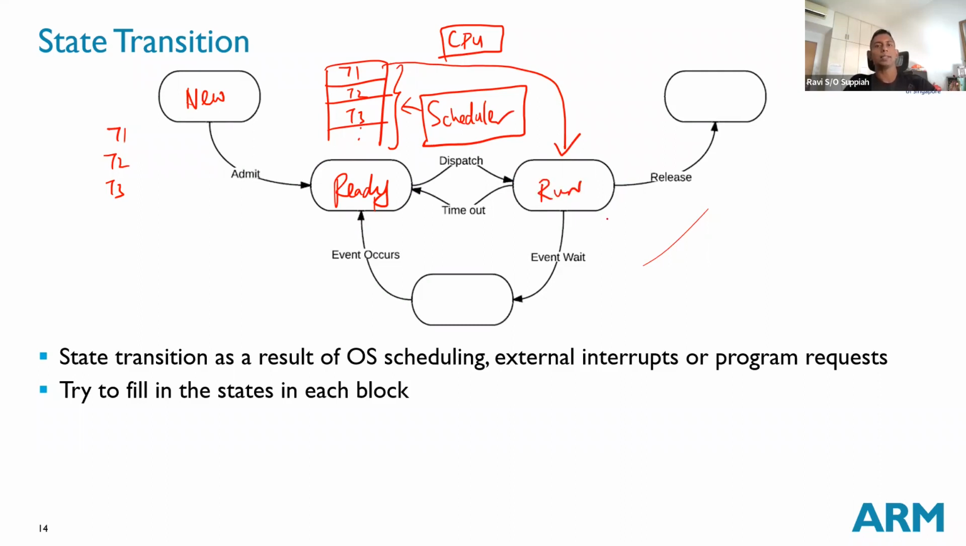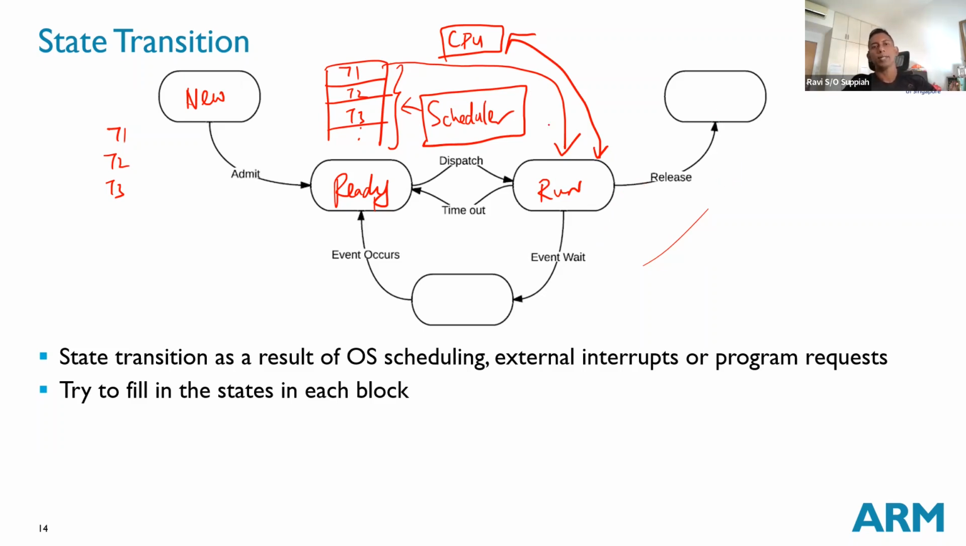Only the task that is in the running state is actually making use of the CPU. If you are not in the running state, you're not making use of the CPU. That means your code is not running. Only one task at a time can be running, and only the task that is running is actually making use of the CPU.